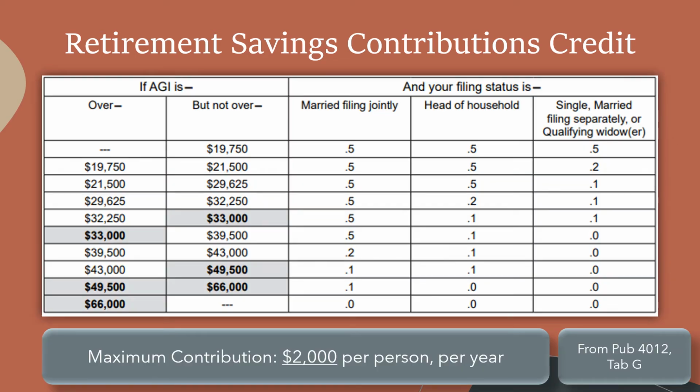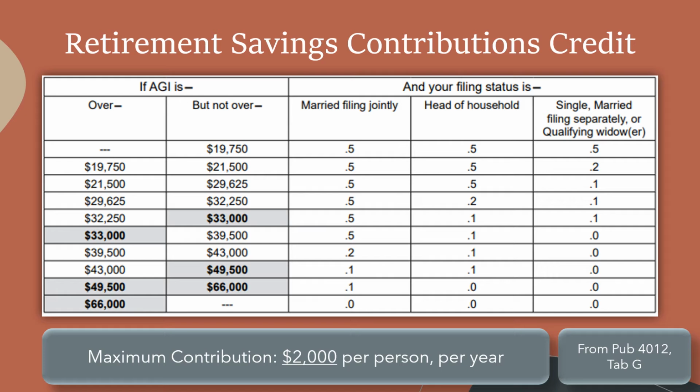And then the maximum contribution that can be counted towards this credit is $2,000 per person per year. And this little chart comes from Publication 4012, tab G, and it just kind of goes over the calculation. TaxSlayer is going to do the calculation, but it's important to be aware of what the credit might look like when you're done putting in the information.